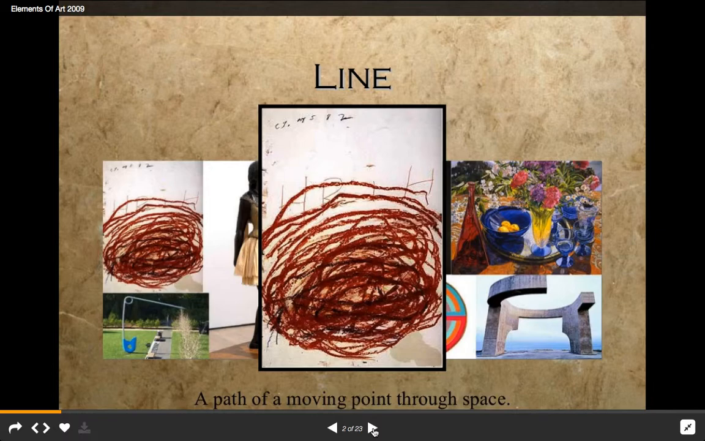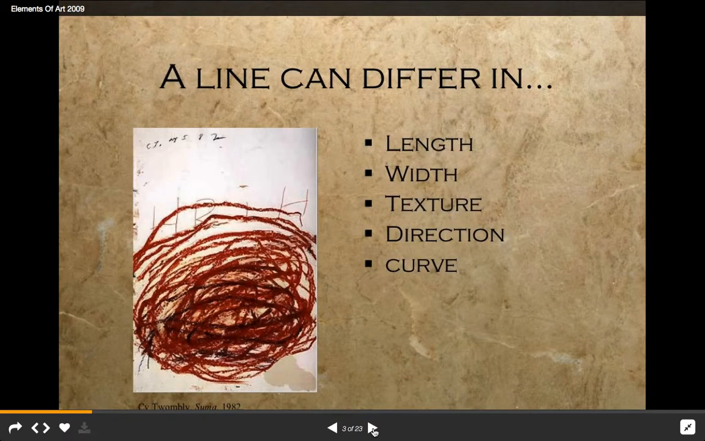A line is a path that's moving, that is a moving point, and it's going through space. If you look at this example here on the board, it looks kind of just like scribbles, but these are different types of lines, and the lines actually also create a texture, which is nice to see. So in your line, they can differ between length, width, texture, direction, and curve.